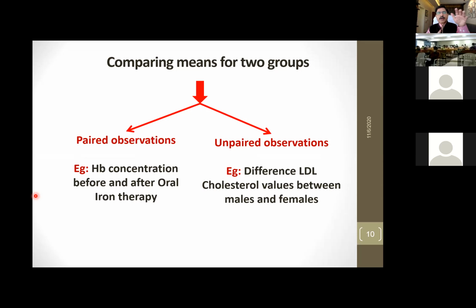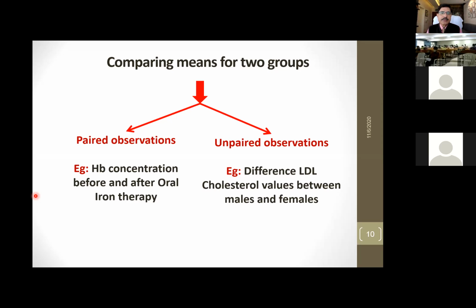We assembled 200 women. We gave them, pregnant women, we gave them oral iron therapy. Before that, we took the hemoglobin. After the oral iron, we again took it in the same women. Same, that means we have paired observation. Each woman has one hemoglobin before the iron treatment, one after the 3 months or 4 months of iron treatment, and you have a paired value for each individual. Like that, you have 100 people, 100 paired values. That is called paired observation.